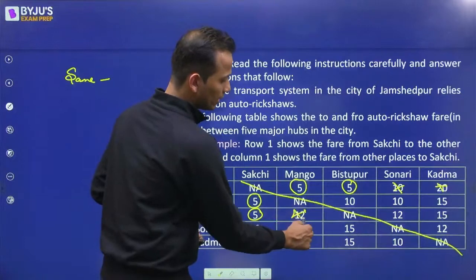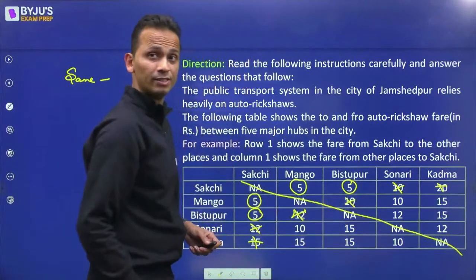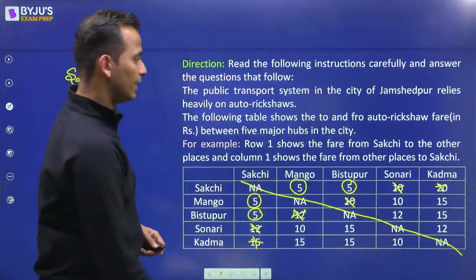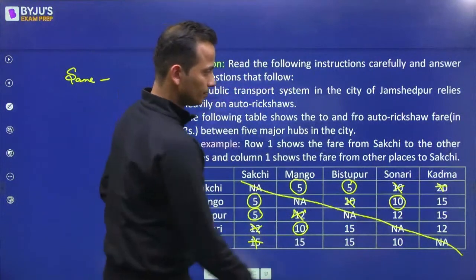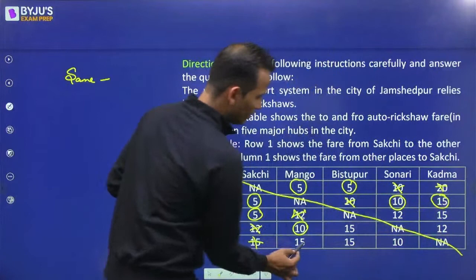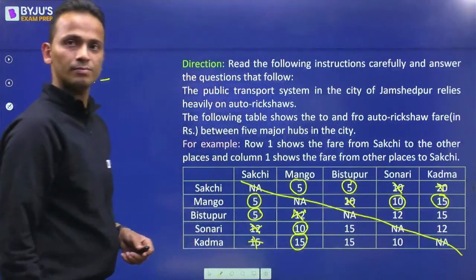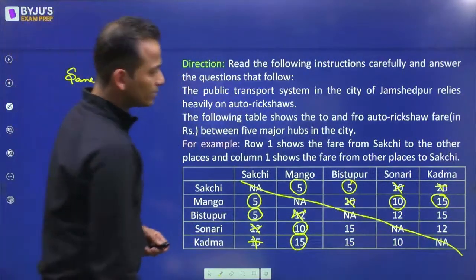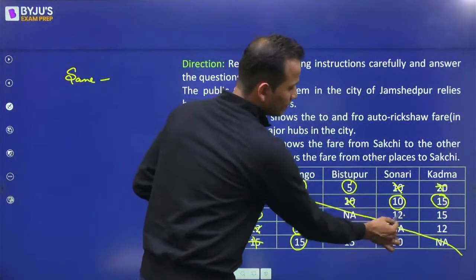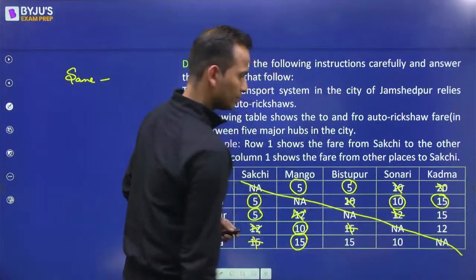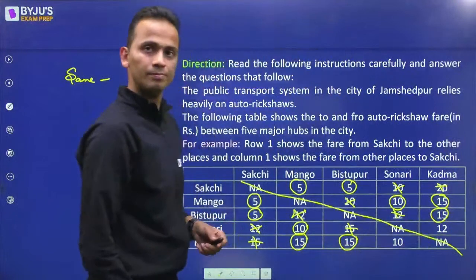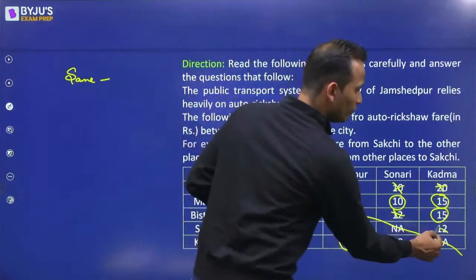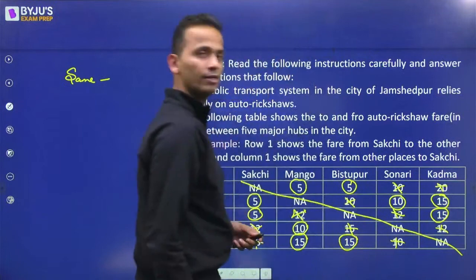Next, look at this number and this number. So these are same. Sorry, these are different. Okay? Then 10 and 10, they are same. 15 and 15, they are same. Okay? Next, 12 and 15, these are different. 15 and 15, these are same. Then finally, 12 and 10, these are different.